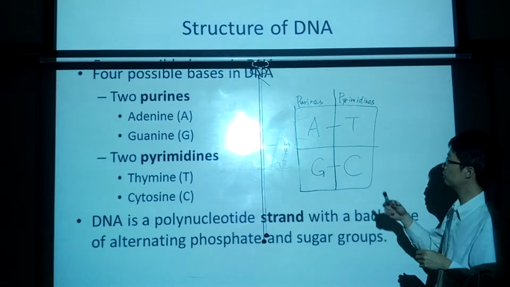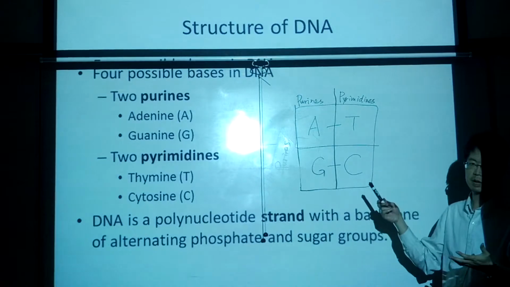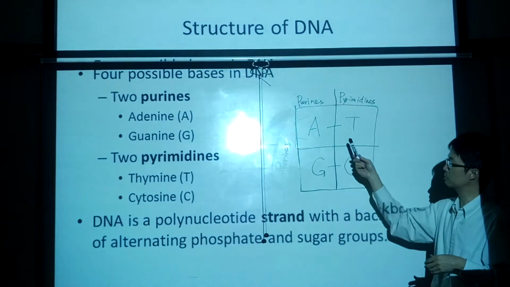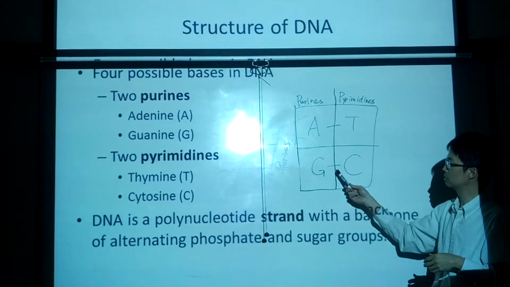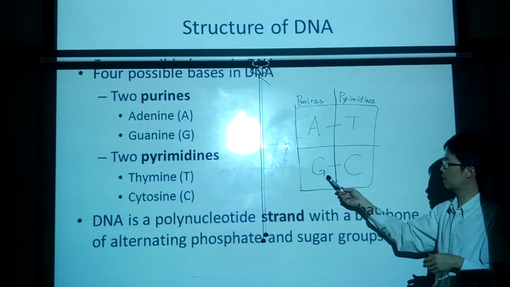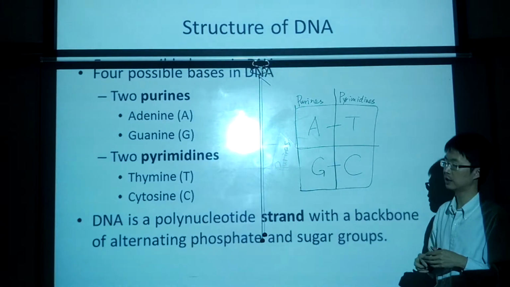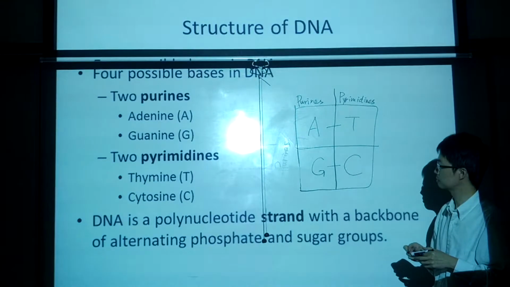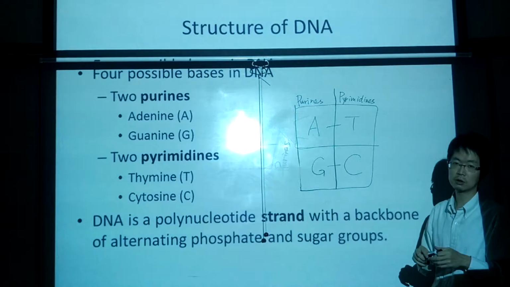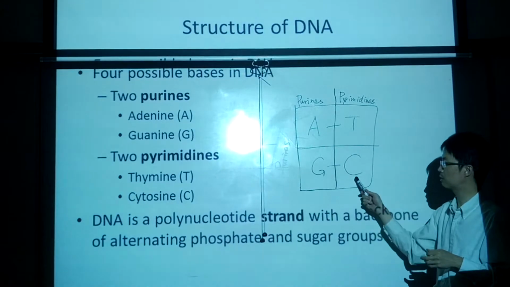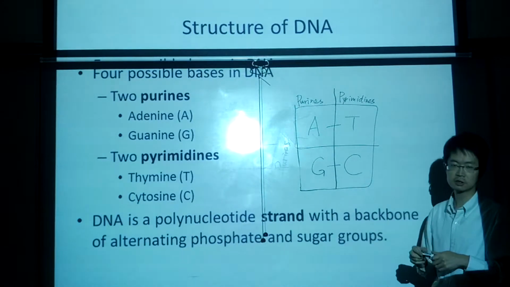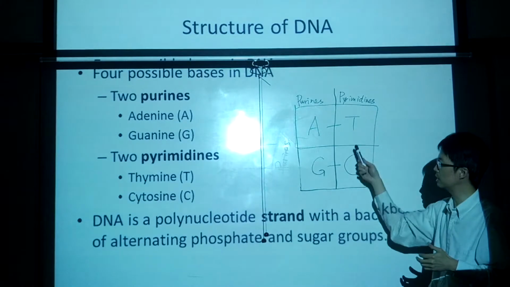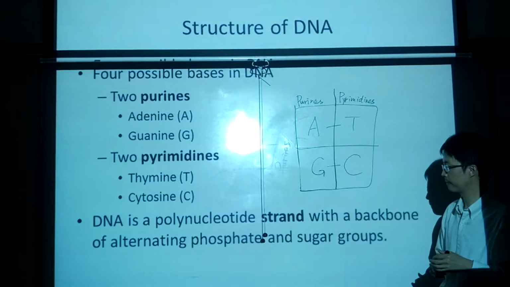But how I tell students to memorize is that A bond with T, G bond with C, so it will be like "at guidance center," or you can call it "at golf course." So this is one way to help you to memorize. A go with T, G go with C.